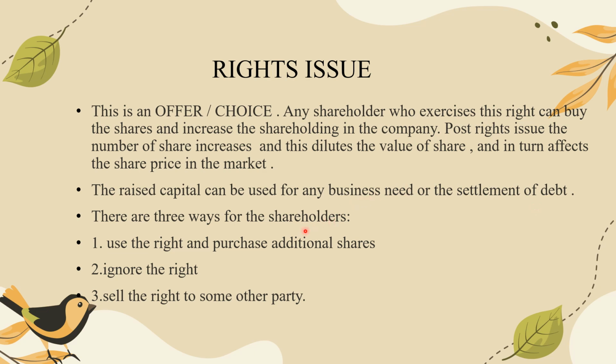If we talk from the shareholders' point of view, they have three options. First, they use this right of right shares and purchase the additional shares at a discount. Second, they can ignore this right. If you don't want to buy more shares of the same company, you can ignore this right. It is very well okay with the company. And third, they can sell the right to some other party, which is also allowed for a rights issue.